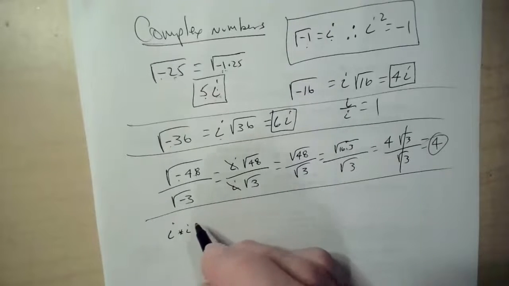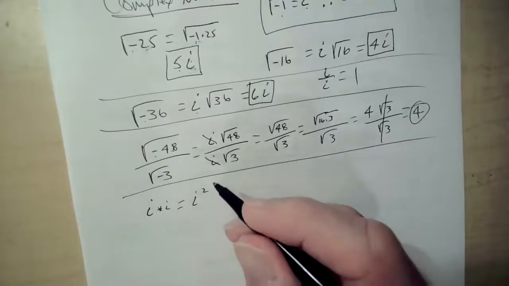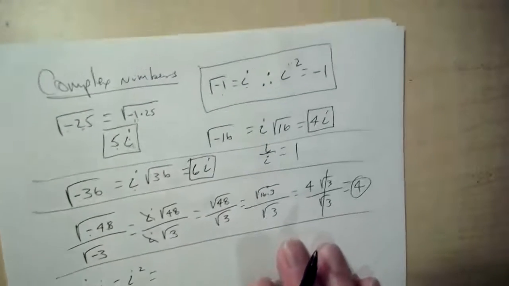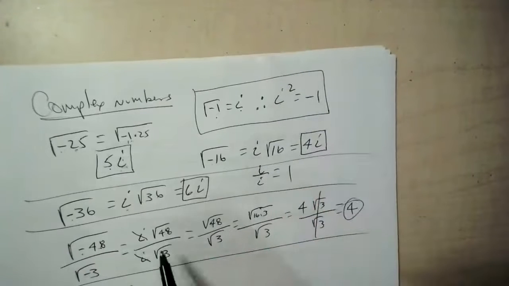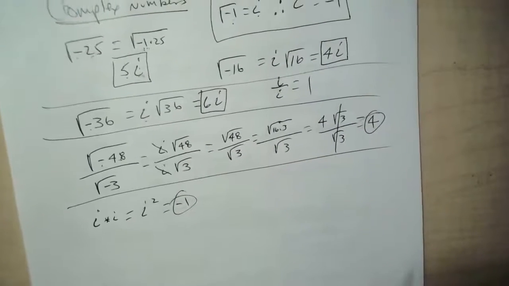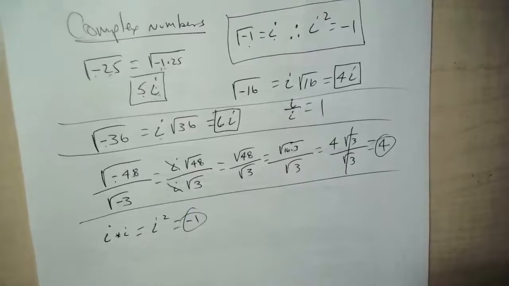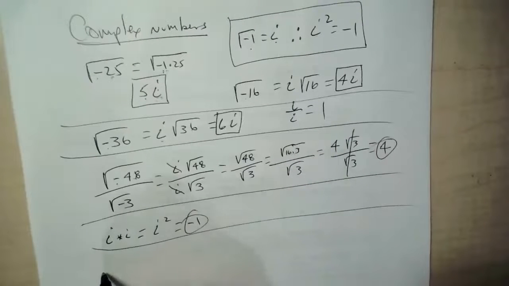Now, one other thing, if we have i times i, that is i squared, and the value of i squared we know, i squared is -1. We're going to use this a little bit. Excuse me. I'm going to irritate you with this problem from time to time.